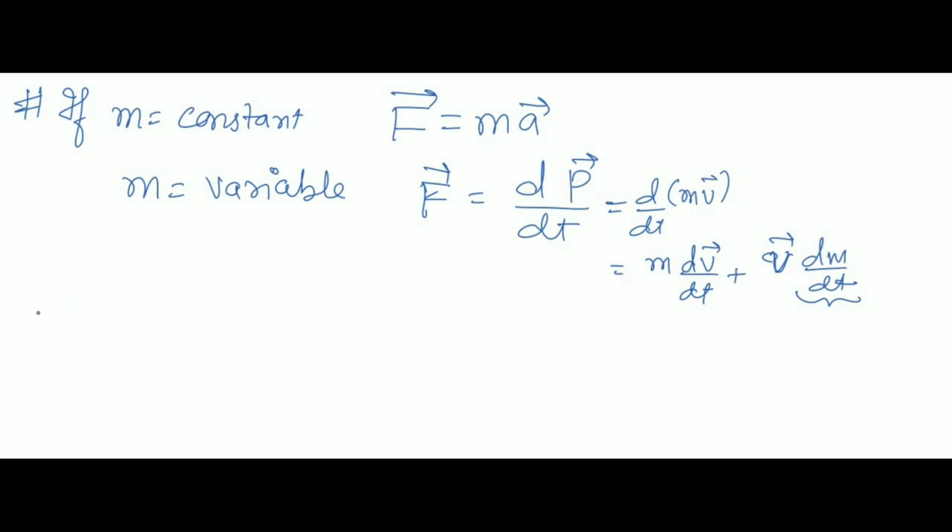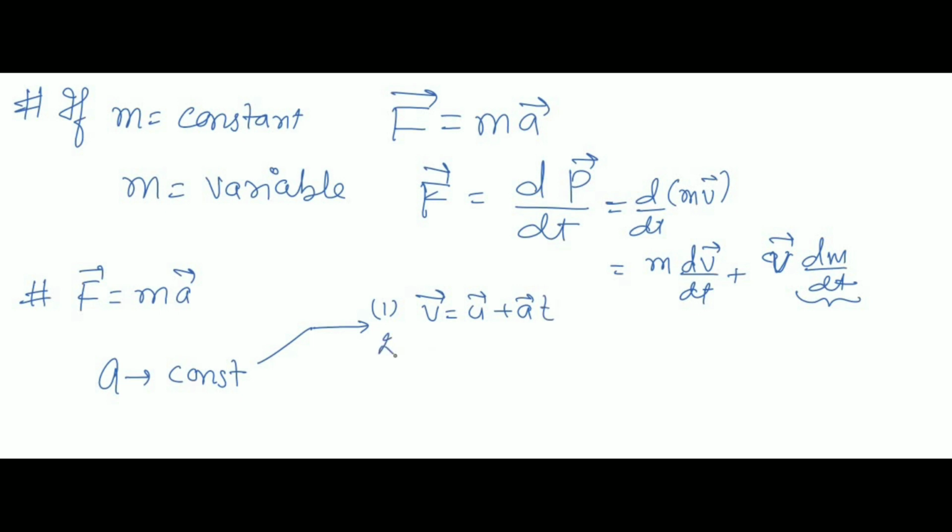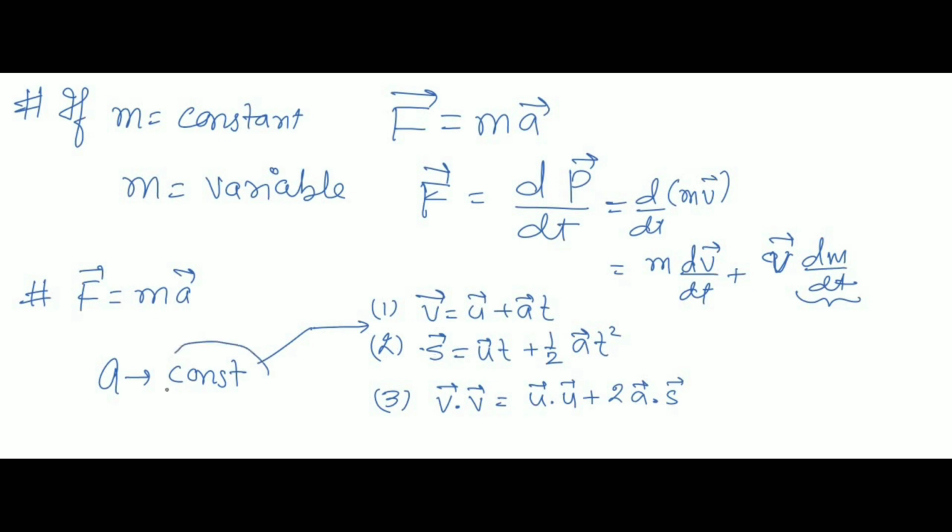So let us conclude from here the equations of motion. If I write F is equal to mass times acceleration, and if A is equal to constant, then we have some equations of motion. First, V is equal to U plus AT. Second equation of motion is S is equal to UT plus half AT square. And third one is V dot V is equal to U dot U plus 2A dot S. These are the equations of motion. They are only applicable when acceleration is constant.